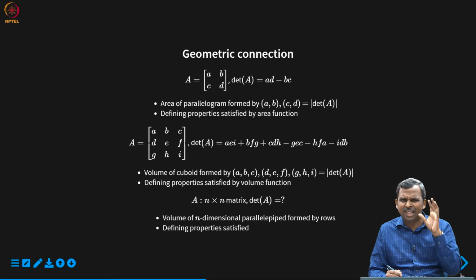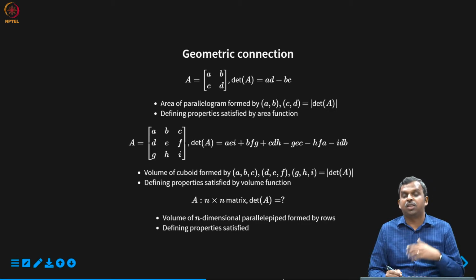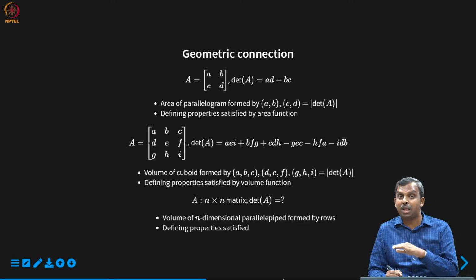Of course, there is the sign to worry about. Let's not worry too much about it. There's some orientation involved in the sign, but this is the geometric intuition and connection in case you're wondering why all these properties are interesting. But for us, determinant is more interesting from the linear map perspective, right?